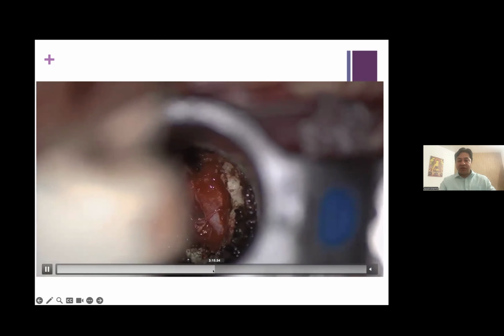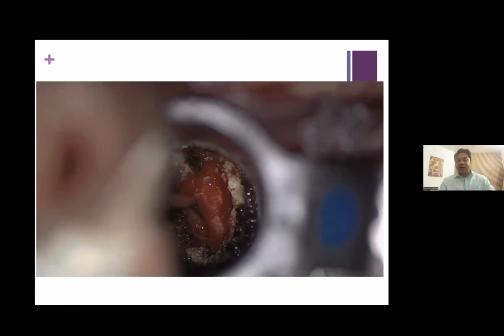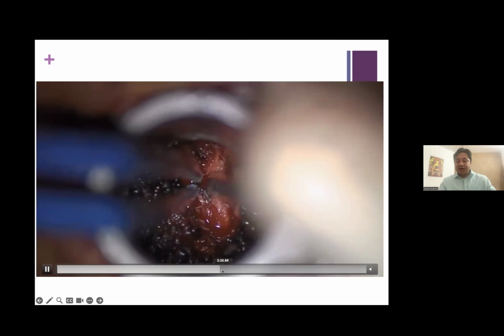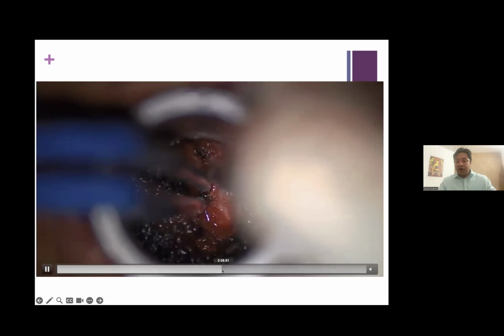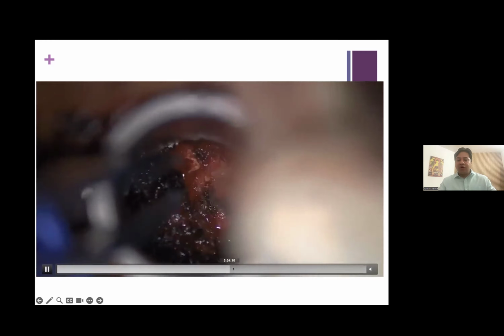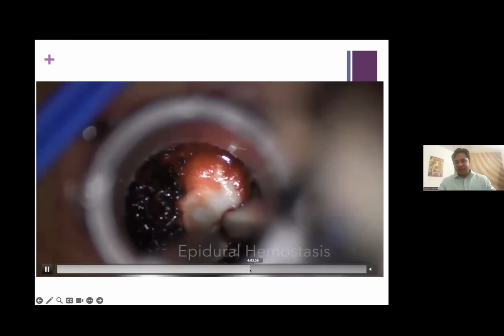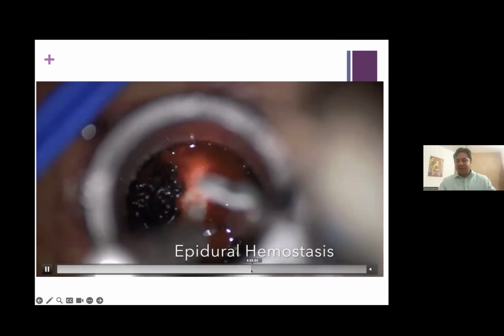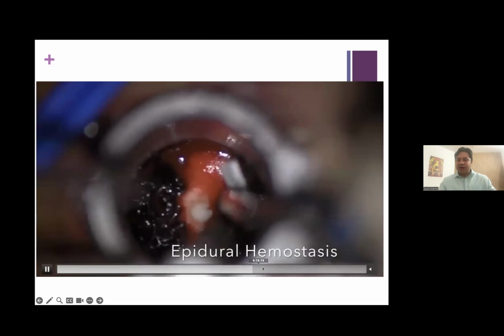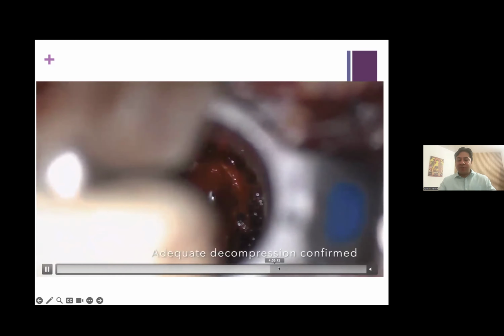Before you finish, as you can see, I'm using a ball-point probe to ensure that I have done enough bony decompression. And we have put a hemostatic matrix here. But if you don't have it, it doesn't matter. It normally stops with the patients. And then you ensure a good decompression.